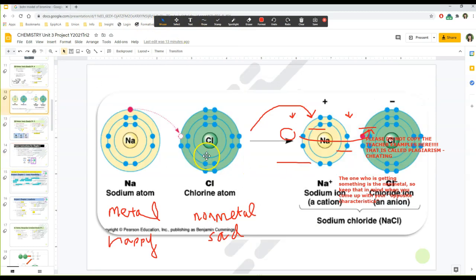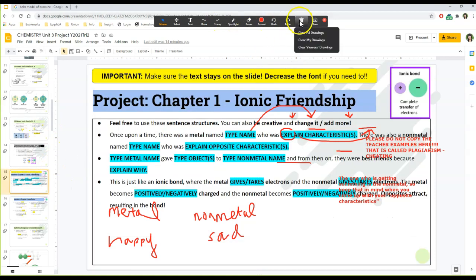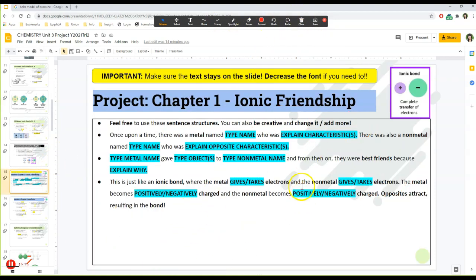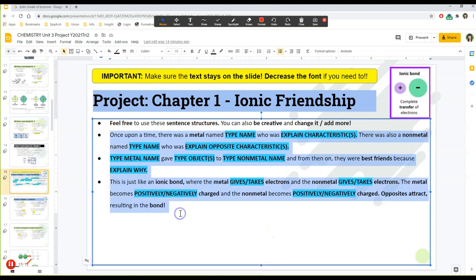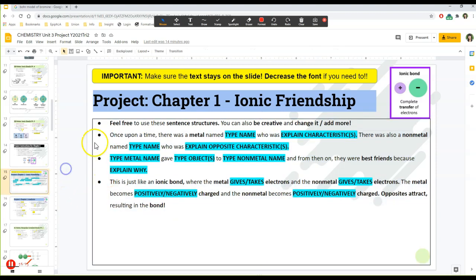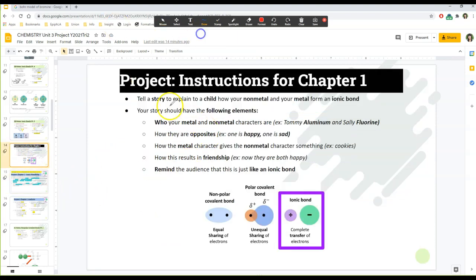Again, taking a look at ionic bonds, metals have electrons that they want to give away. Non-metals have electrons that they want to gain, and so by exchanging those, everybody is now happy. Okay, so let's go ahead and take a look here at the sentence framing. So you can use these sentence structures. Feel free to use them exactly how you see them. If you don't want to use these, you can also go ahead and delete all of it if you would like to. You don't have to use my sentence framing. Just make sure that if you do write your own story, that your story fits these 5 criteria right here.